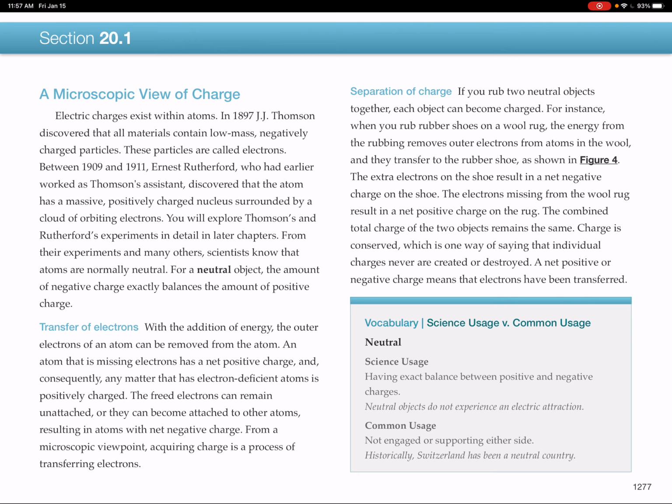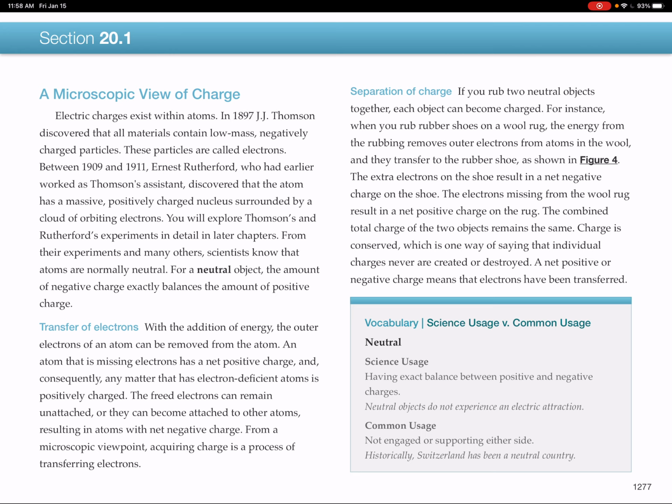Now at the microscopic level, we know that atoms have a positive nucleus. The nucleus has protons and neutrons. The protons have a positive charge in the center. Around that is surrounded by electrons that have negative charge. The negative charge, the electrons, are the things that can be transferred.